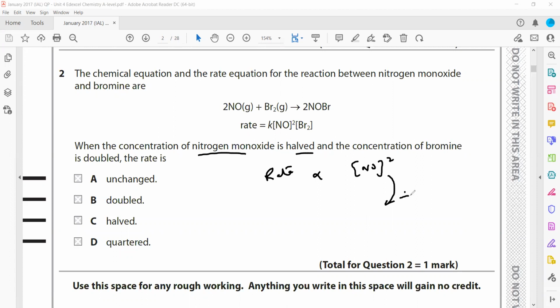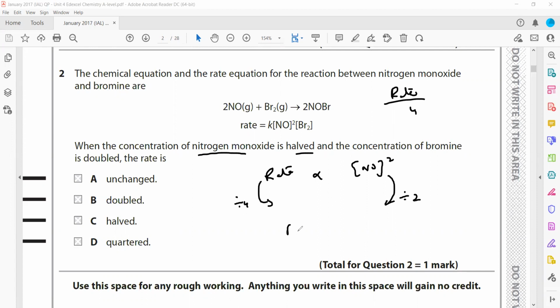So if this is divided by 2, the rate will be divided by 4 because it's second order. So second order, if the concentration is doubled, rate will be 4 times. If concentration is halved, rate will decrease by 4. So because of this, the rate is decreased by 4.